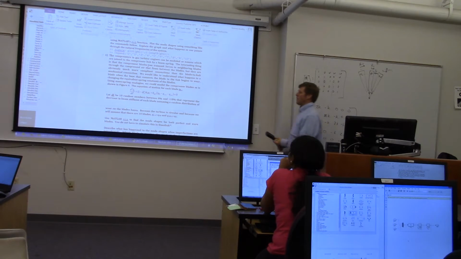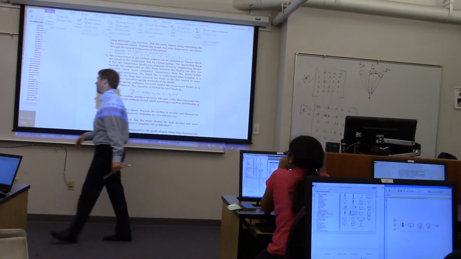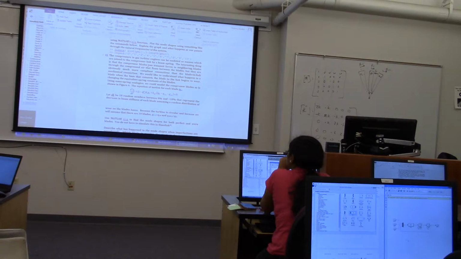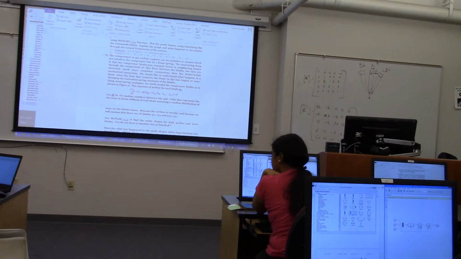So our challenge on this one is to write up the stiffness and mass matrix that is associated with this 10 by 10 system, to code it into MATLAB, and run MATLAB's eigenvalue function to see what the answer comes up as.